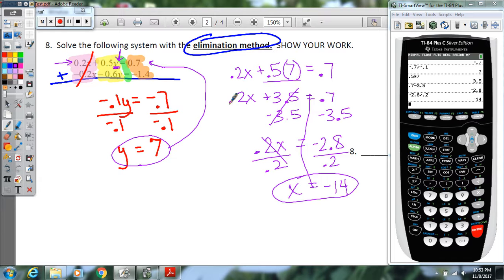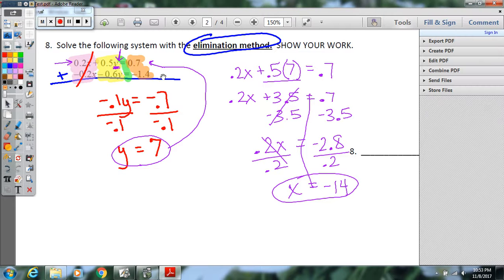Well, I have my x and I have my y, but I need to write my final answer, which y'all know is going to be an ordered pair. I hope you know that. And it has to be the y value, then, whoa, what am I saying? It's got to be the x value, then the y value. The ordered pairs go x, comma, y. So your final answer there is negative 14, comma, 7.